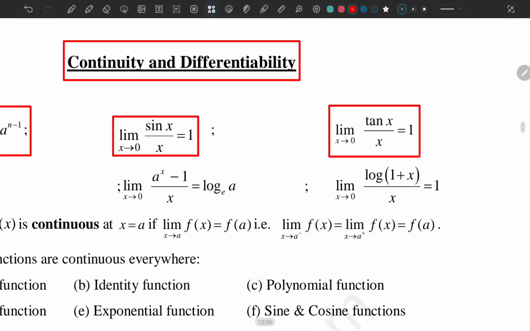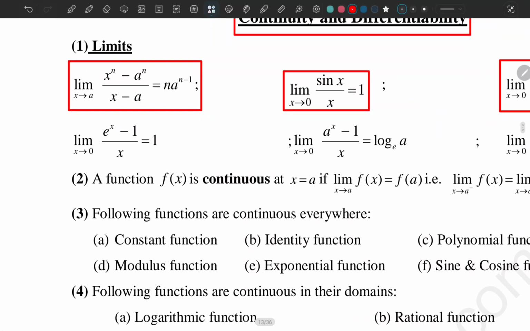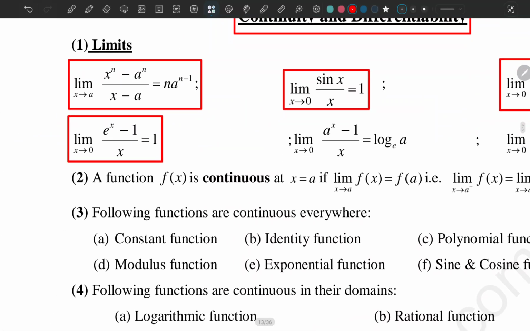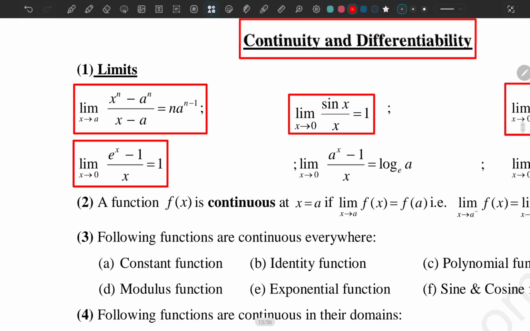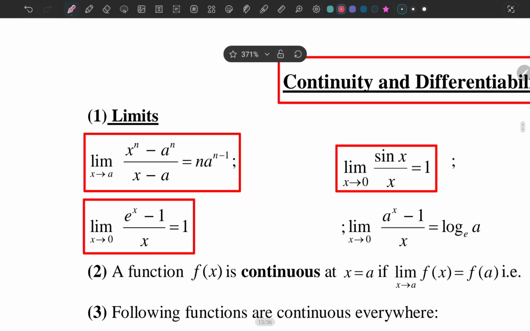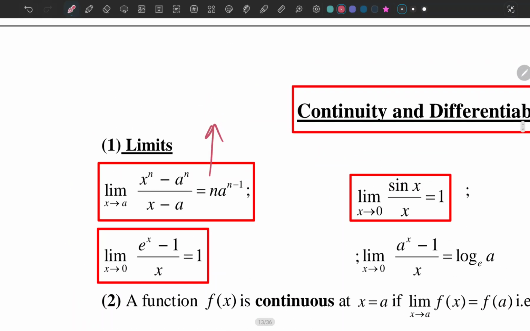Limit x tends to 0 of tangent of x over x equals 1, easy. Limit x tends to 0, or let me tell you one of these. Let's talk about this one.